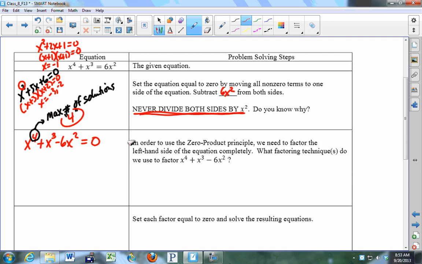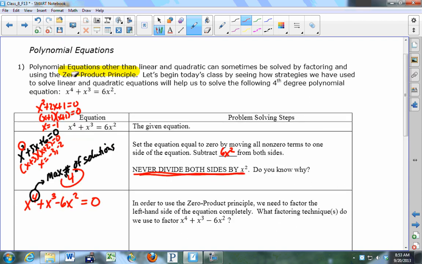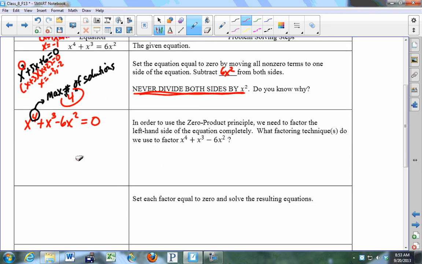All right, so we still have to figure out how to do this. If we're going to use our zero product principle, the word product suggests that you need to create some factors. You need to factor. So how am I going to factor this? I have a GCF here. And in fact, the greatest common factor is your best friend.